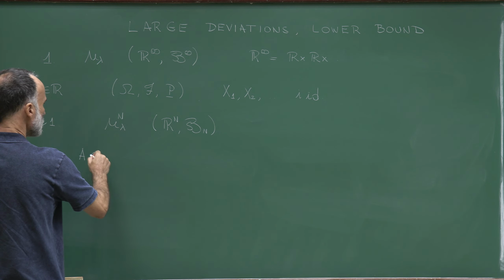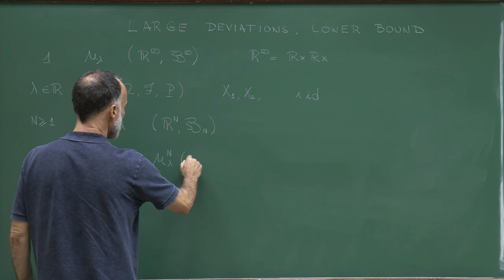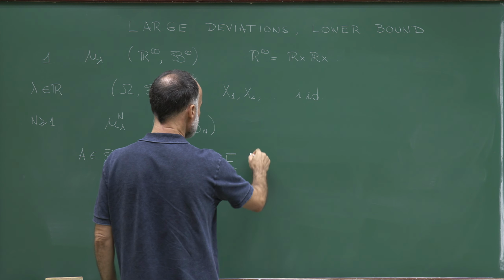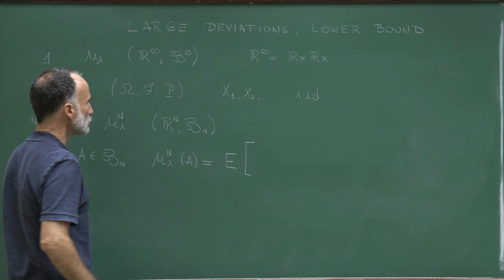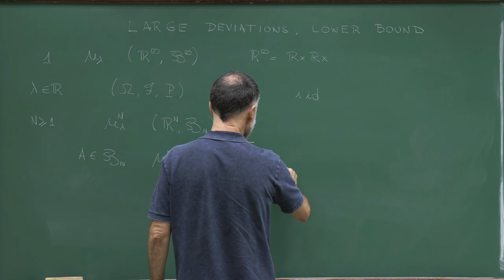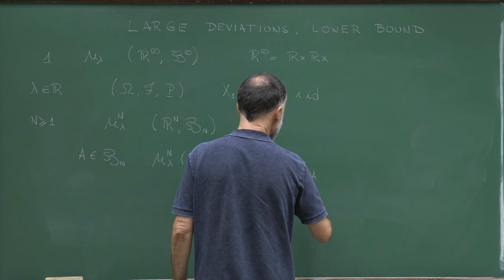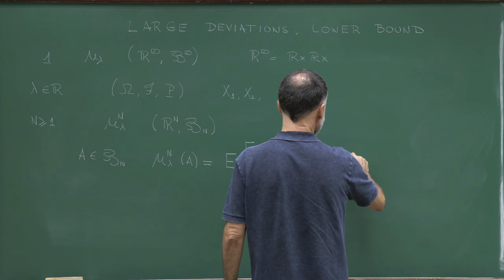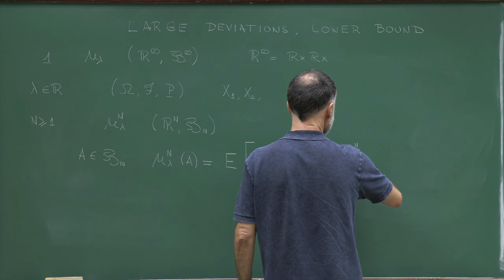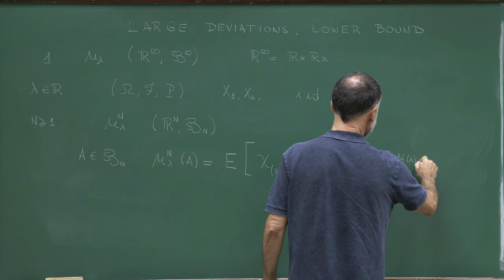And so let me define this measure on this space. Let me take a set A in Bn, and let me define mu n lambda of A. This is the expectation, with respect to this probability, of the indicator that the vector x1, ..., xn belongs to A, and here I place the exponential of lambda, the sum from 1 up to n of lambda xj minus M of lambda.